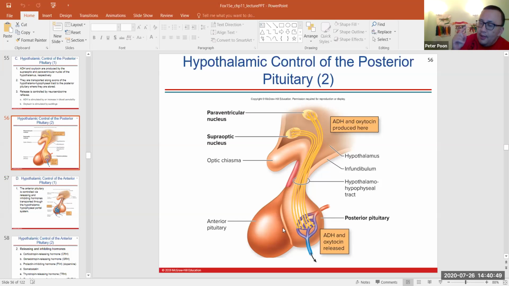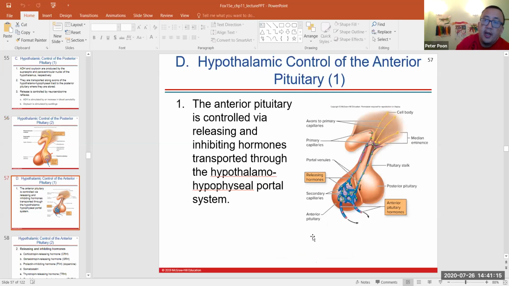So this is why I said the posterior pituitary and the anterior pituitary are two different things. The posterior pituitary is directly connected. The hormones are actually made in the hypothalamus, and they're released into the pituitary through a tract. A tract is a bunch of axons in the CNS. The anterior pituitary is a blood link. It is a portal system.